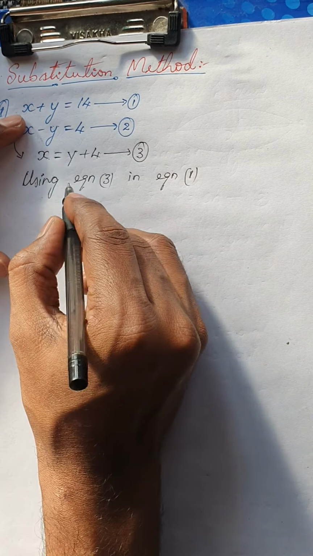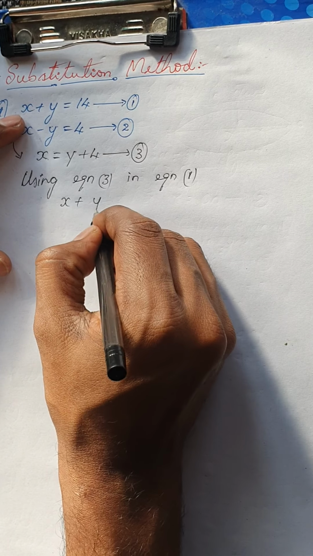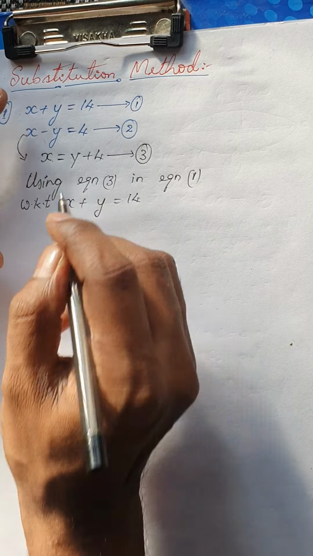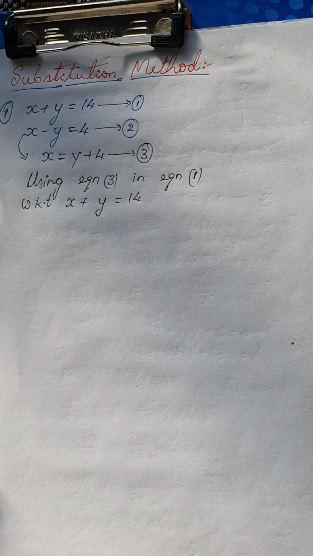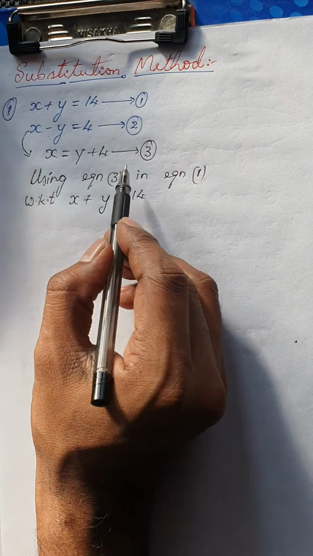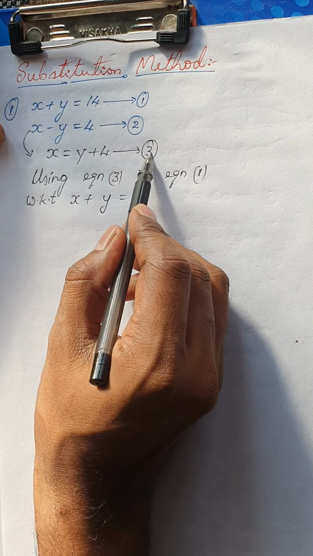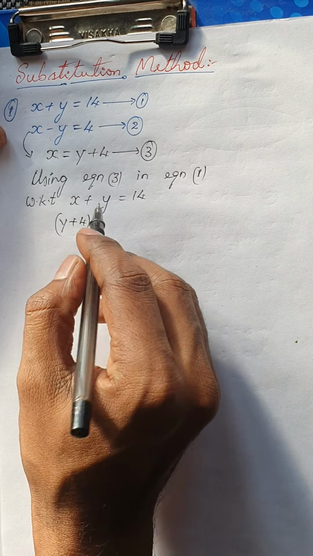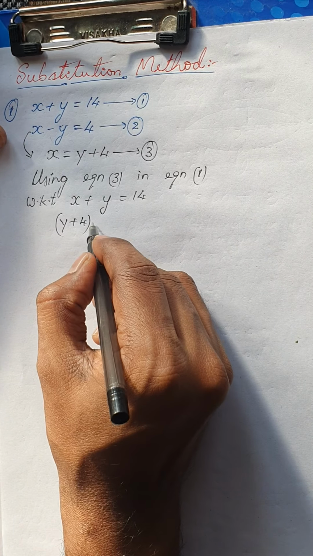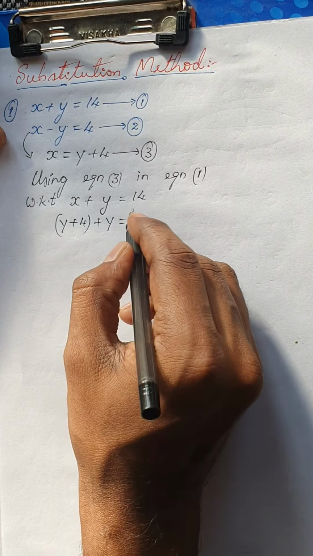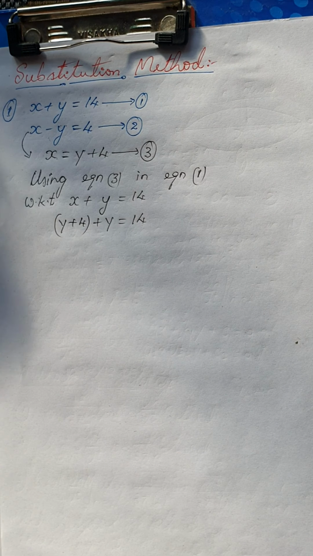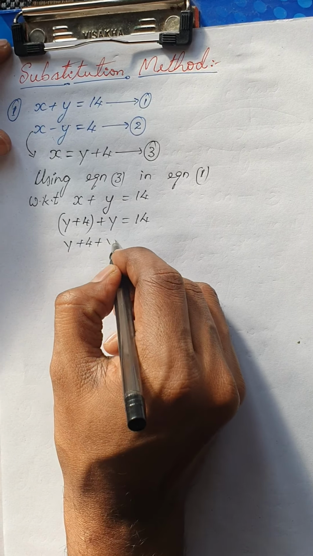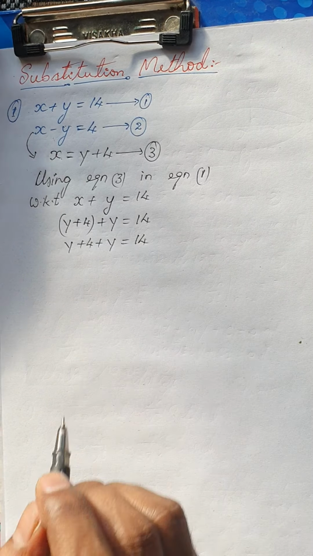In equation 1 I have x plus y is equal to 14. Now what is x from equation 3? x can be written as y plus 4. So in place of x I take y plus 4, plus y is equal to 14. Remove the bracket, and I'll get y plus 4 plus y is equal to 14.